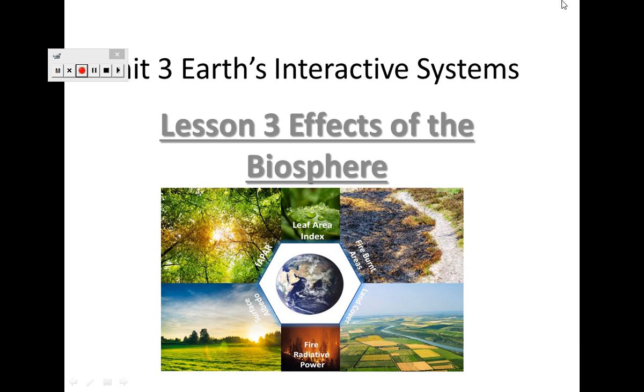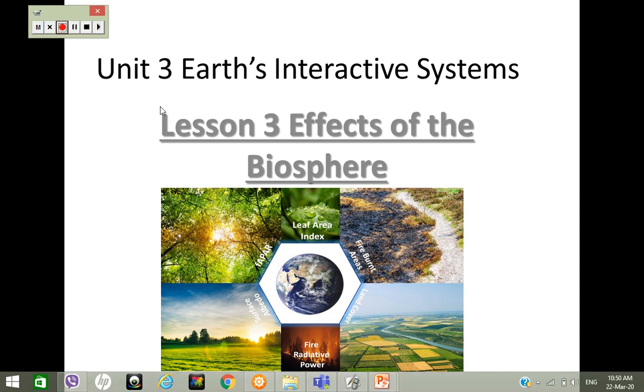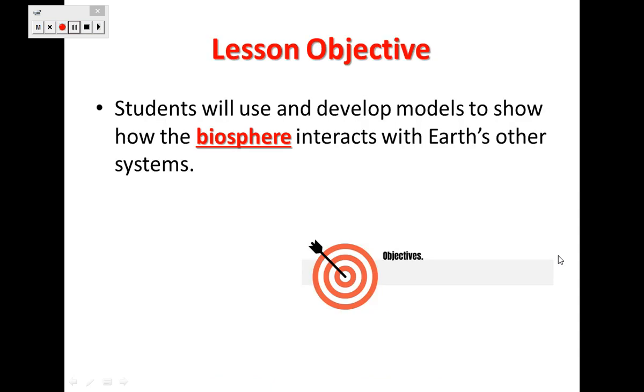Okay, today we will continue Unit 3. Our lesson is called Effects of the Biosphere. What is the lesson objective? By the end of the lesson, students will use and develop models to show how the biosphere interacts with other systems.